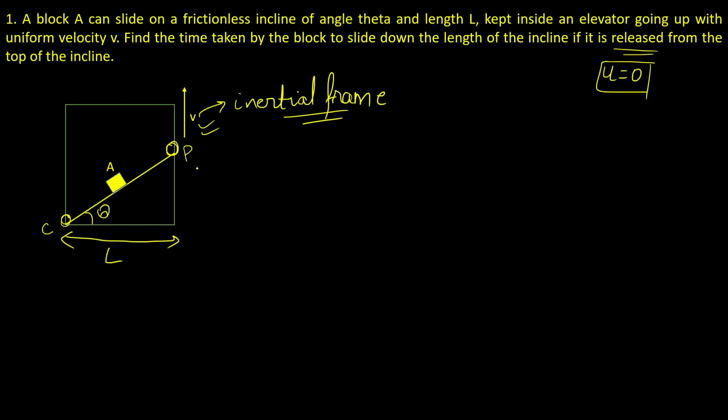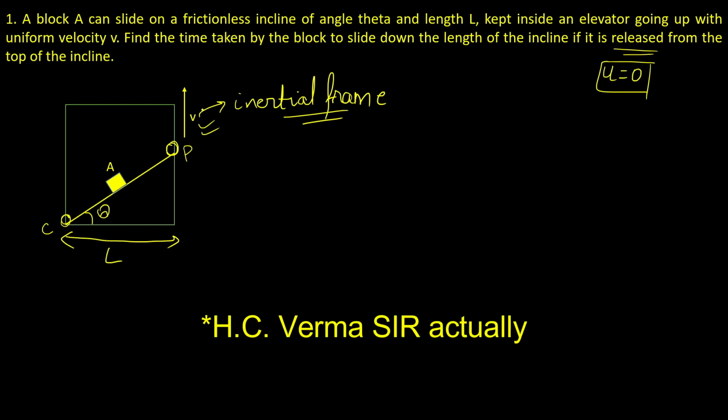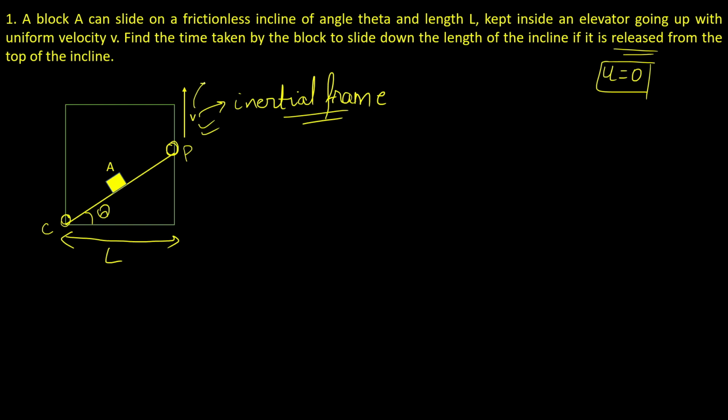A similar question is given in the examples of H.C. Verma. This is also a problem from the H.C. Verma book, but from the problem section. In the example section, H.C. Verma has taken this velocity as acceleration A. So I'm also going to discuss this question here: what if this lift is accelerating upward with an acceleration A? The same question, the time taken by this block to reach from point P to point C while the lift is accelerating upward. So let us first solve this with uniform velocity.